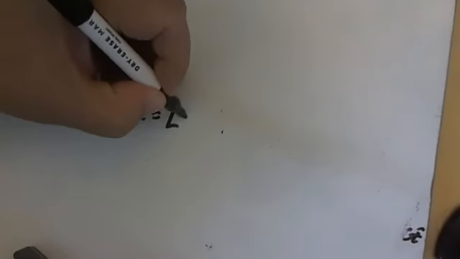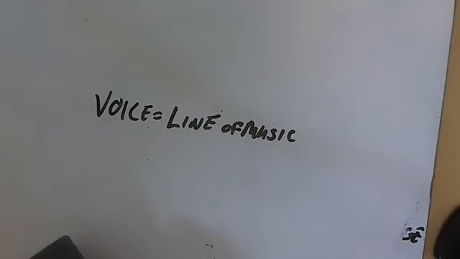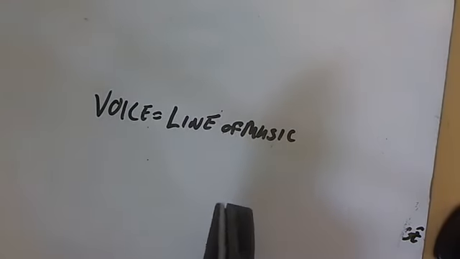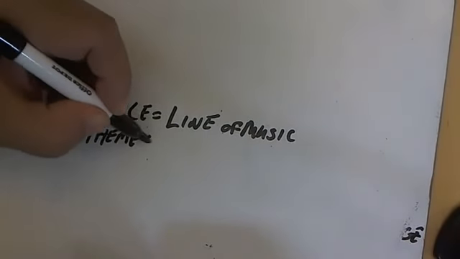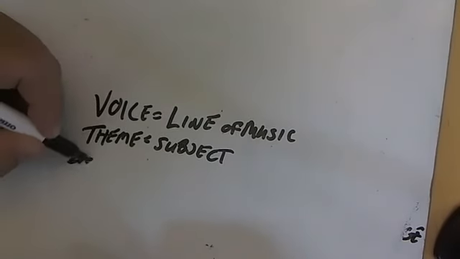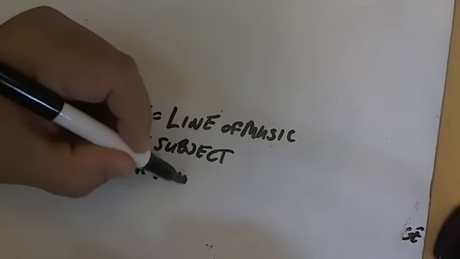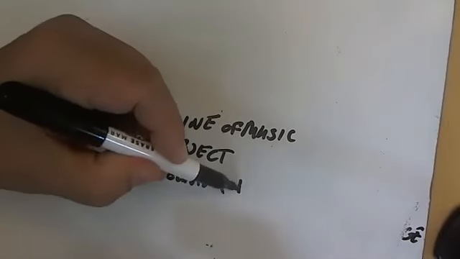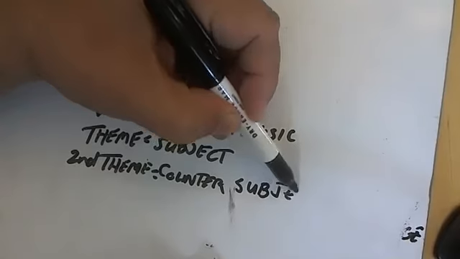Well, we need to know that there's some vocabulary. So voice equals line of music, right? And you can have three, four, five voice fugues. 3 to 5 is most typical. The main theme is called the subject, right? And then the secondary theme is called the counter subject, right? Oh, can't write sideways. Sorry, I'm trying not to get my hand in the way of the camera there.